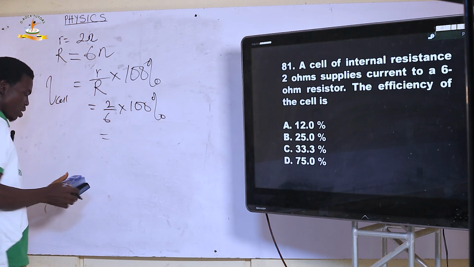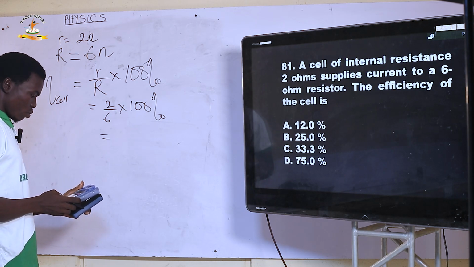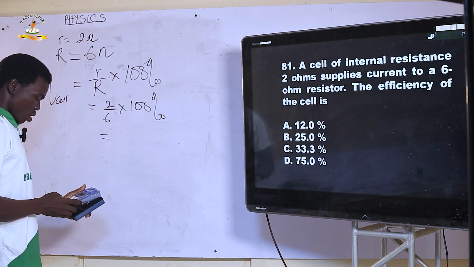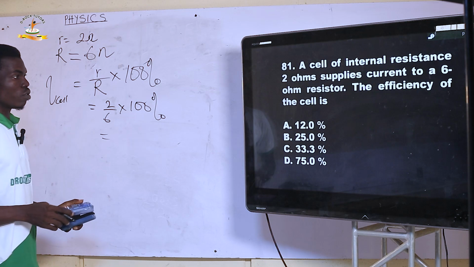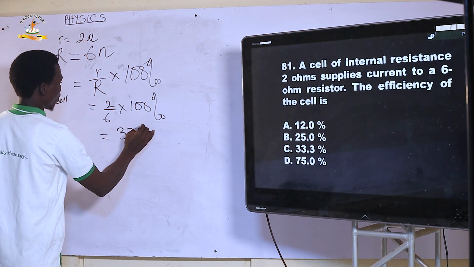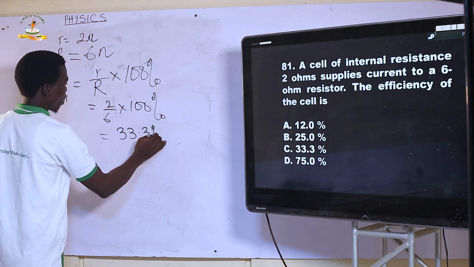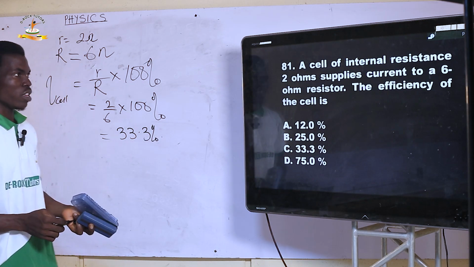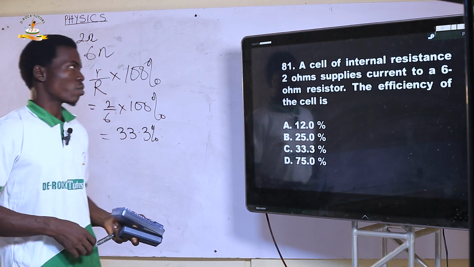So let's take a look at this and see what happens. 2 by 6, and this is going to be 33.3%. So the answer is 33.3%. That is the efficiency of the cell. Next question.